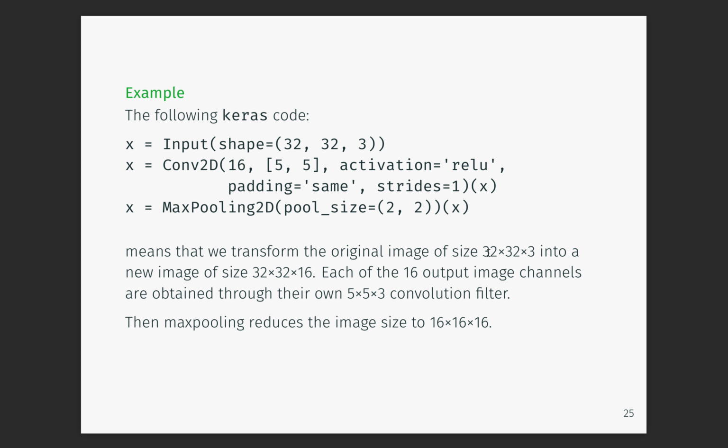resolution. Okay, so the input picture is of size 32 by 32 by 3, and the convolutional layer is going to create a new picture of size 32 by 32 by 16, because we defined 16 filters. And then we're going to do a max pooling operation, which is going to reduce the size of the output to 16 by 16 by 16.